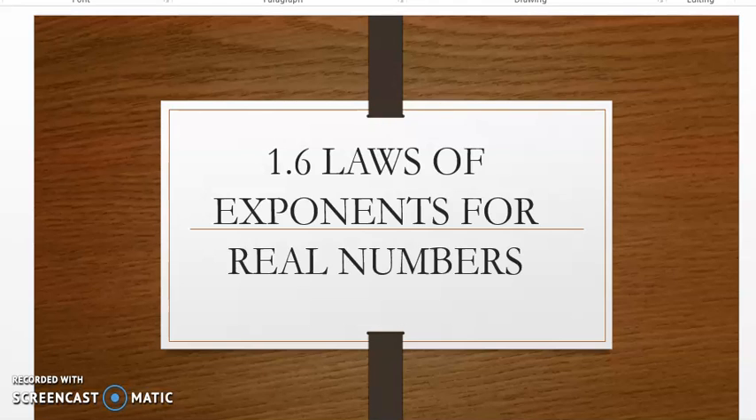Okay, so welcome back everyone. We have reached the last section of this chapter. Last section is laws of exponents for real numbers.